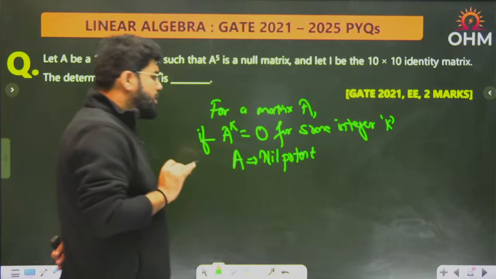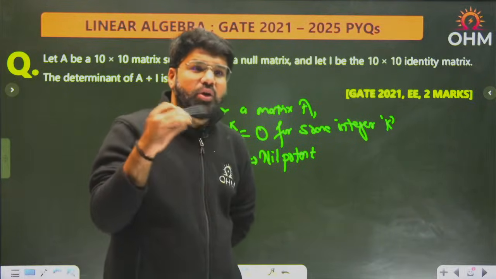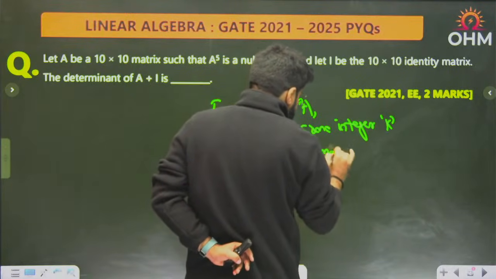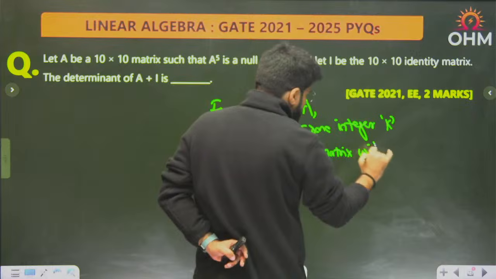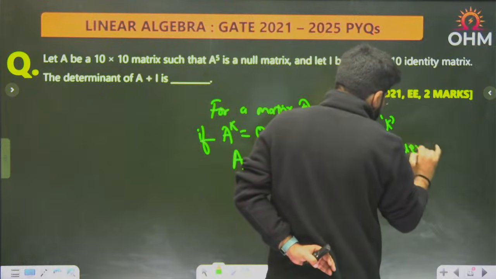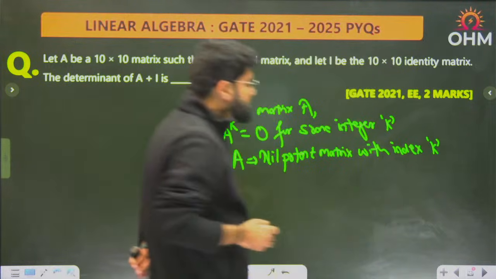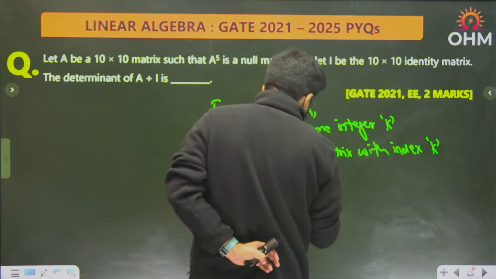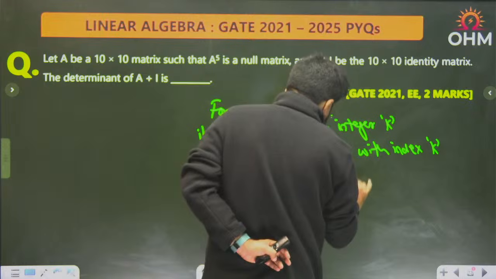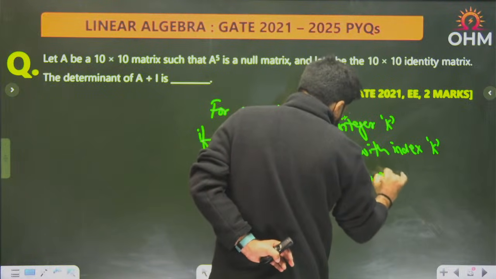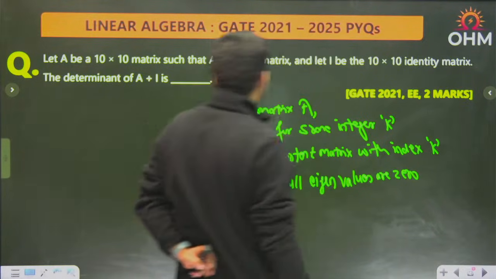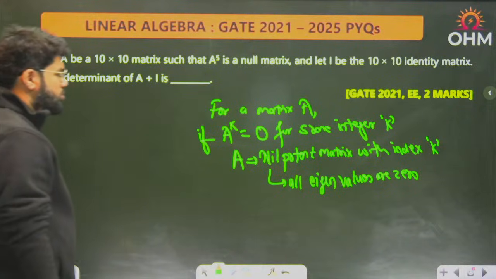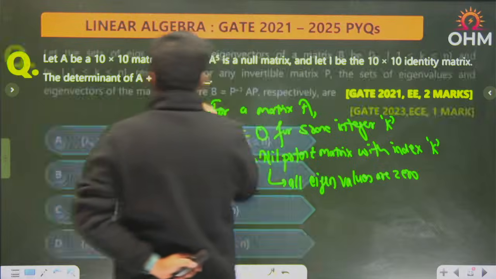Matrix A is not 0, but any power of A, when you take A square or A cube or something, that gets converted to 0. It is a nilpotent matrix with the index k. The k is known as the index. But whenever you have a nilpotent matrix, all eigenvalues of the nilpotent matrix are 0. All eigenvalues of the nilpotent matrix are 0. You can understand it like this also. Why? See, you understand like this.